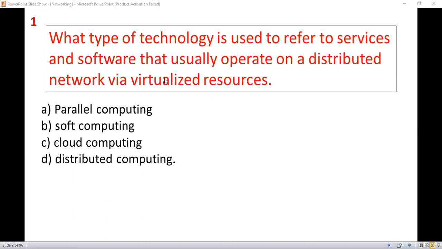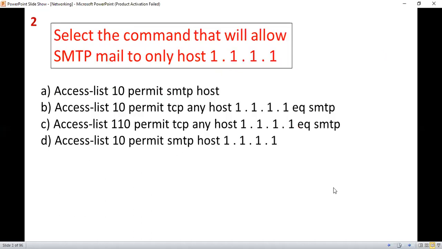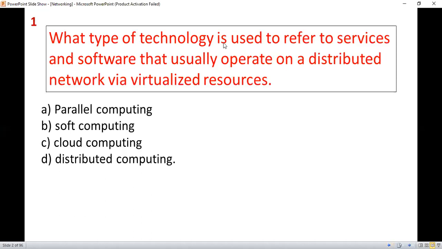So when we are using a centralized, it's a virtualized resource. This question refers to services and software that usually operate on a distributed network. So for this question, the answer will be cloud computing. The answer for the first question is cloud computing, a distributed network via virtualized resources. We can go ahead with this answer. Okay, we can move on to the next question.